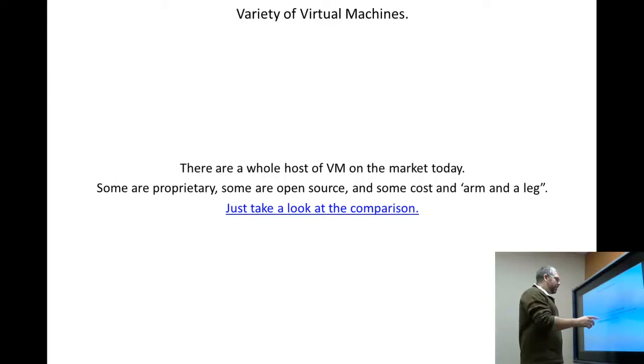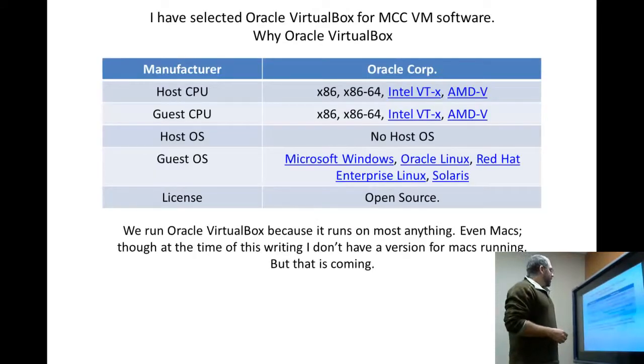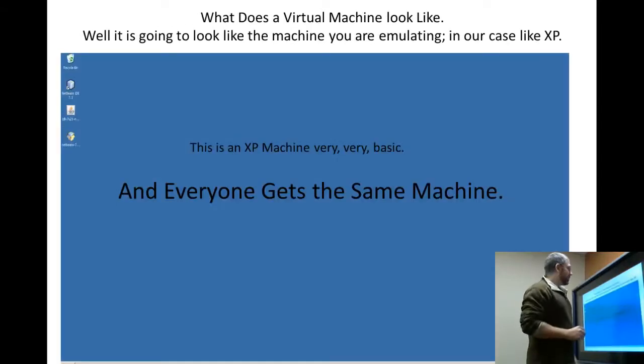So there's a variety of virtual machine softwares on the market right now. We picked one that is made by Oracle. It's free. It doesn't cost an arm and a leg. It's called VirtualBox, and we're going to provide a link to that coming up. It runs almost everything, including Macs. Unfortunately, we don't have the Mac software yet, but it's coming, so we'll have it shortly for you.